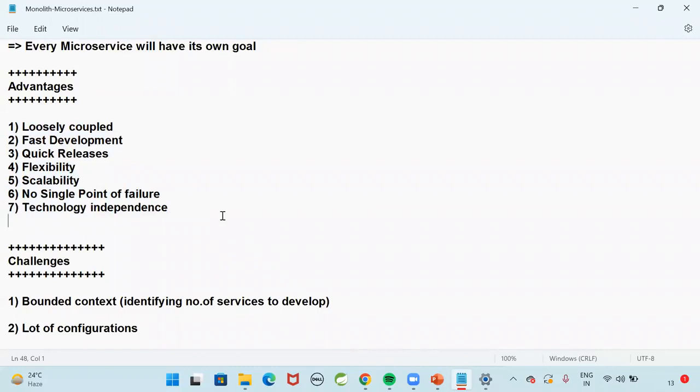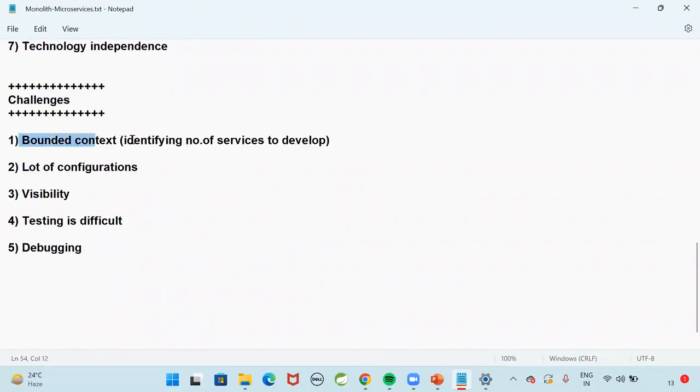What are the challenges? Challenges are bounded context, identifying the number of services. Client has given some requirements. So how many services we need to develop? Do we need to develop 100 services? Do we need to develop only 20 services? That we need to discuss when we go for microservices.